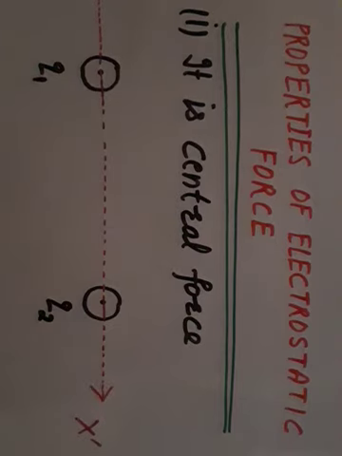That is, the force on the second charge, that is charge q2, may be along x prime as shown in the figure, or it will be along x as shown in the figure, and this direction will depend on the nature of the charges, meaning whether the nature of charge is the same or opposite. If charges have the same nature, then electrostatic force will be repulsive, and if the nature is opposite, then electrostatic force will be attractive.